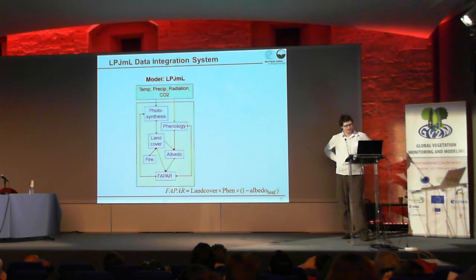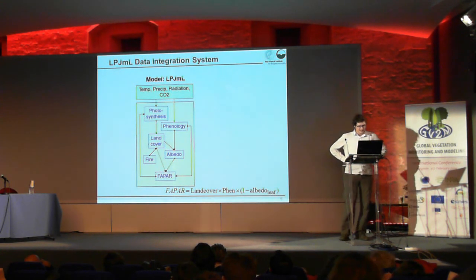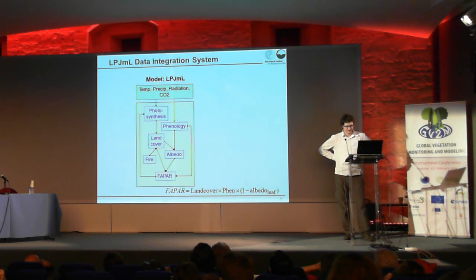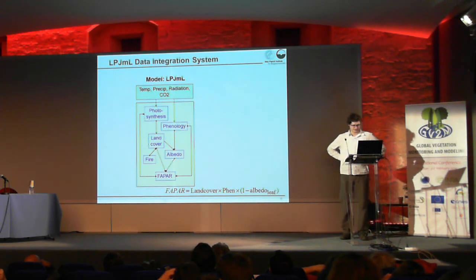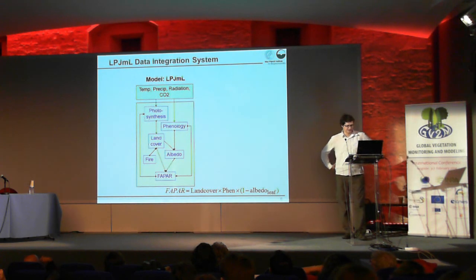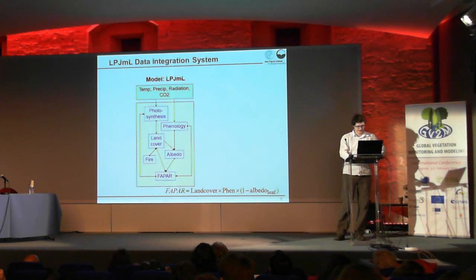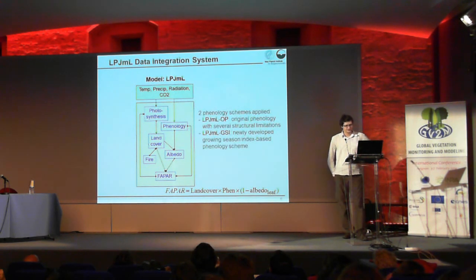This is a simplified representation of the LPJ photosynthesis and FAPAR module. Here you can see that the FAPAR is dependent on the land cover and phenology, which has a value between 0 and 1. 0 means no leaves at all, and it is also dependent on albedo. And there are also several feedbacks in this model. For example, because it's a dynamic vegetation model, there's also a feedback on land cover.